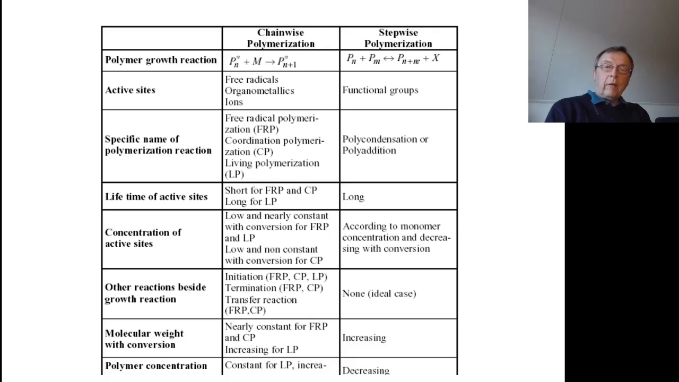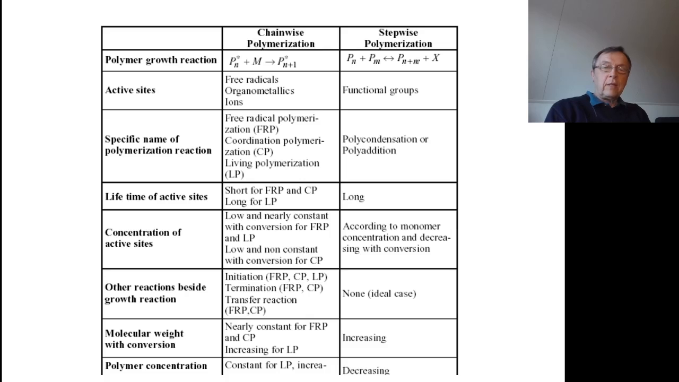Very typical examples are polycondensation reactions of, let's say, acids and alcohols, or amines and acids that produce the polyamides. And in these cases, all the functional groups have to react one after the other. They have a rather long lifetime. So some of these active sites live for the whole duration of the reaction.